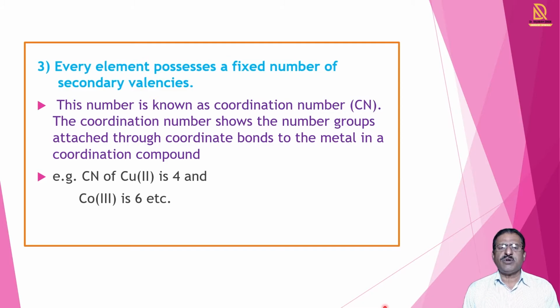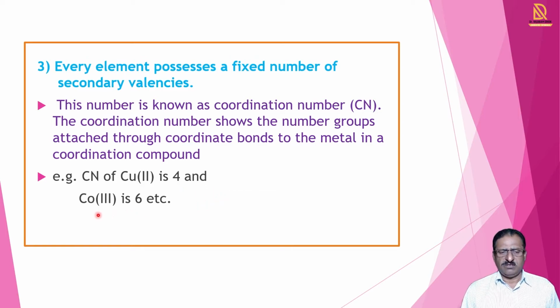Now we see one of the points explained by Werner: every element possesses a fixed number of secondary valencies. This secondary valency is equivalent to the coordination number of that metal. Just as we took the example of Fe, we take the example of copper. Copper has coordination number 4. When copper is attached with CN, 4 CN are attached to the copper and it forms a complex.